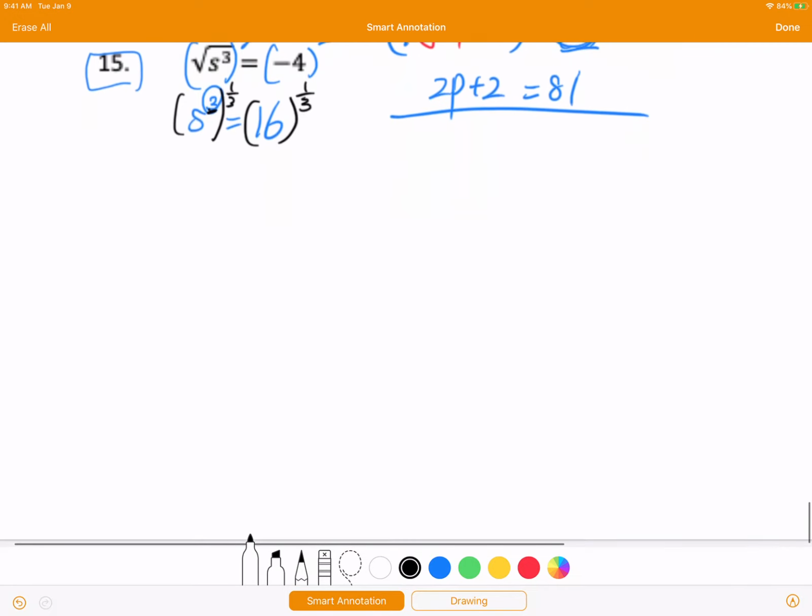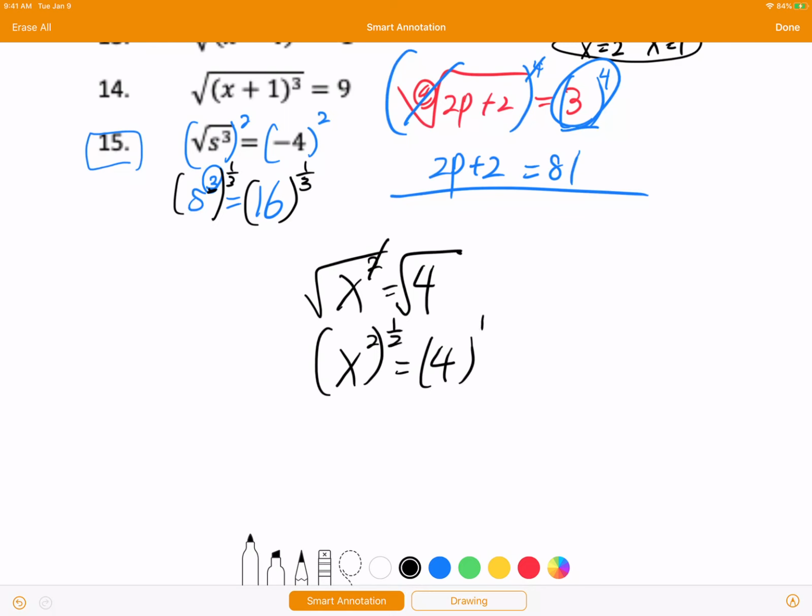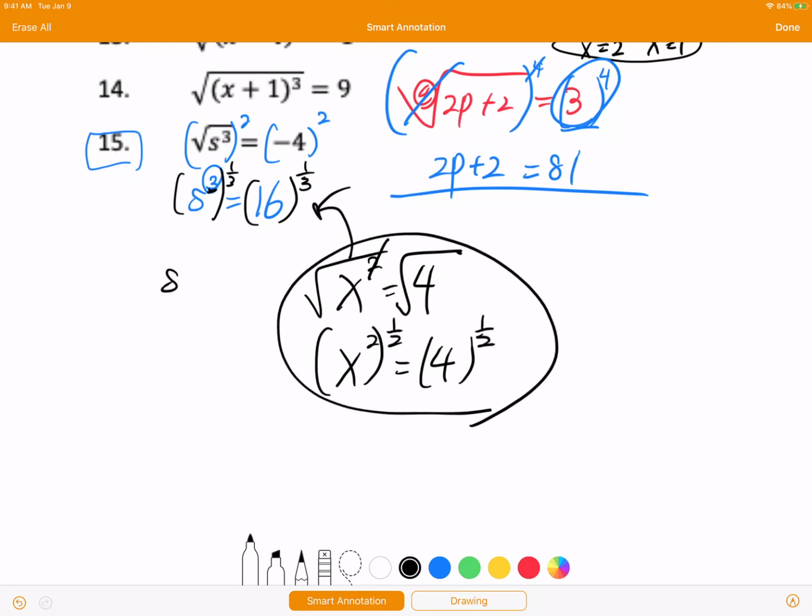Just like if I gave you that x squared was 4, you want to square root both sides to get rid of the square. Well, it's the same thing as square rooting it, you're raising it to the power of 1/2 on both sides. It's simply the same process as this one. So these will cancel out. It's simply 16 to the power of 1 over 3. And I'll accept that as an answer. This is perfectly fine.